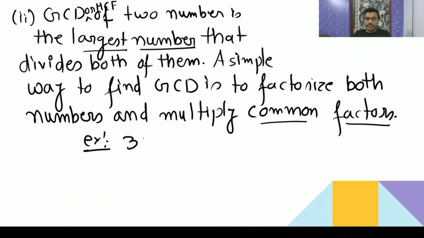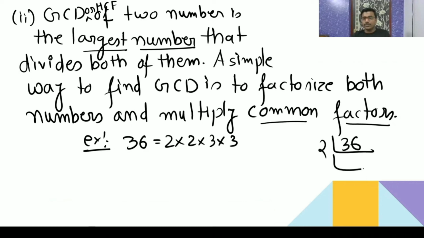So if 36 is your number, what are its factors? 2 into 2 into 3 into 3. How to find the factors of 36? Divide by 2, it is going to be 18. Then 2 again, you get 9. Then 3 into 3. So 2 into 2 into 3 into 3 is the factorization of 36.